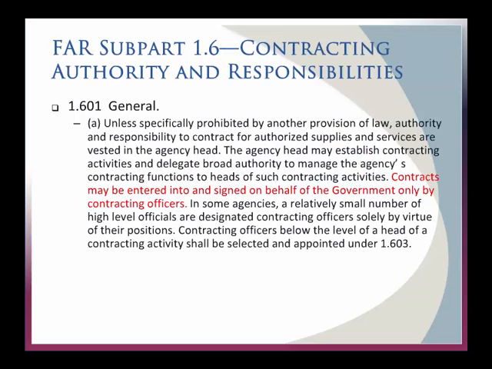So as an example, we were just mentioning what contracting officers do. Here it is. In the FAR, subpart 1.601 specifically says that contracts may be entered into and signed on behalf of the government only by contracting officers. And you can't just say you're a contracting officer. You have to be certified as a contracting officer. Contracting officers go to special schools and have special knowledge that the rest of us don't have. That's why they're contracting officers.